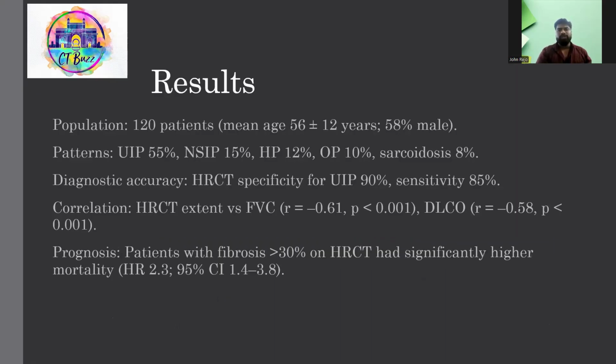Results: of the population of 120 patients, the mean age was approximately 56 plus or minus 12 years. The most common pattern was the UIP pattern, which accounted for 55%, then the NSIP pattern, then hypersensitivity pneumonitis, then other occupational pneumoconiosis like coal workers and silicosis, then sarcoidosis. Diagnostic accuracy of HRCT for UIP was almost 90%, which is very good. Sensitivity was 80%. Correlation was also good with FVC, obstructive pattern, and DLCO. Prognosis: patients with fibrosis greater than 20% on HRCT had significantly higher mortality.